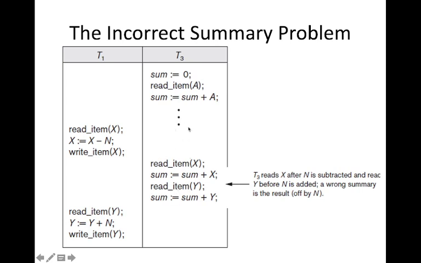So incorrect summary means if there is a transaction that is summing up all these read items, then there is a problem with that summary. That summary is out. It is not the actual summary. For example, in an airline reservation system, where this is the number of seats being subtracted and added, the total number of seats available will be different from the actual figure. So T3 reads X after N is subtracted, but it should have been read before that. Okay, so that is a problem. So this is known as incorrect summary problem.